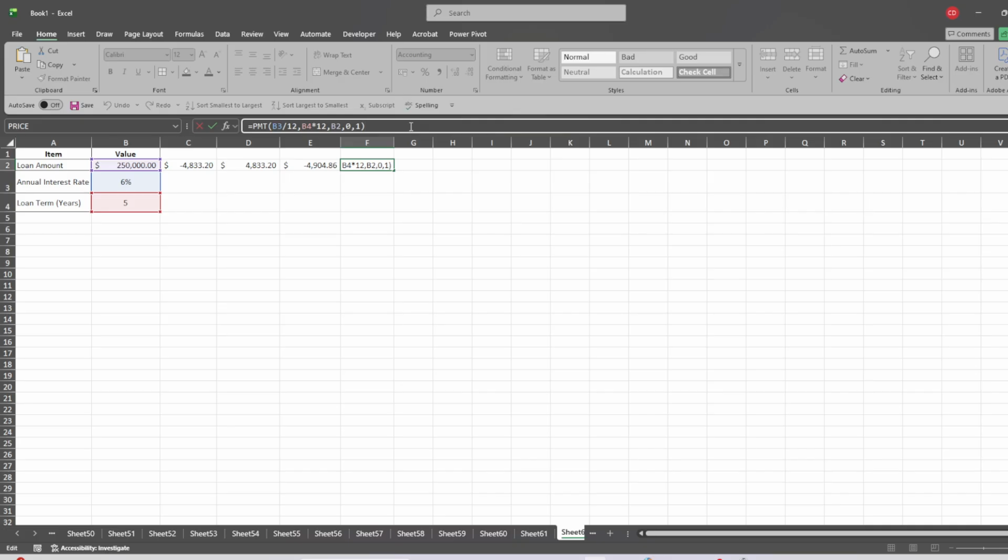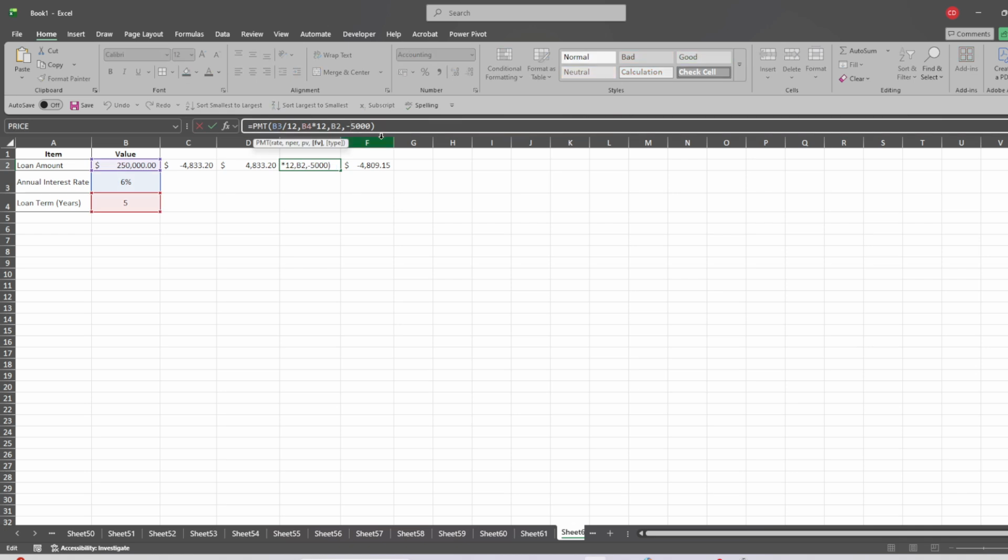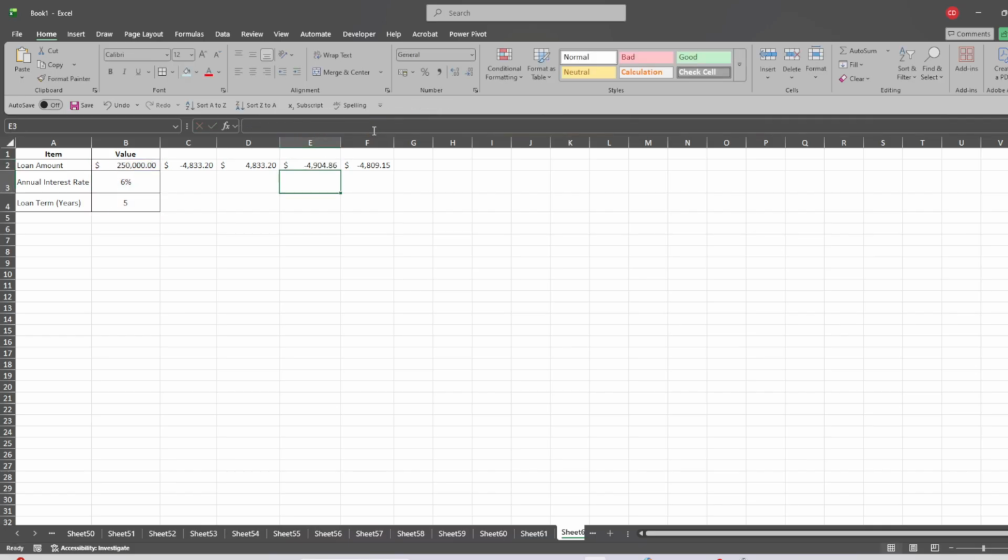As a final tip, always make sure your interest rate and payment periods match. For monthly payments, convert both values to months. Also remember that PMT assumes a fixed interest rate and equal payments throughout the term. If you want to break payments into interest and principal, use IPMT for interest and PPMT for principal.